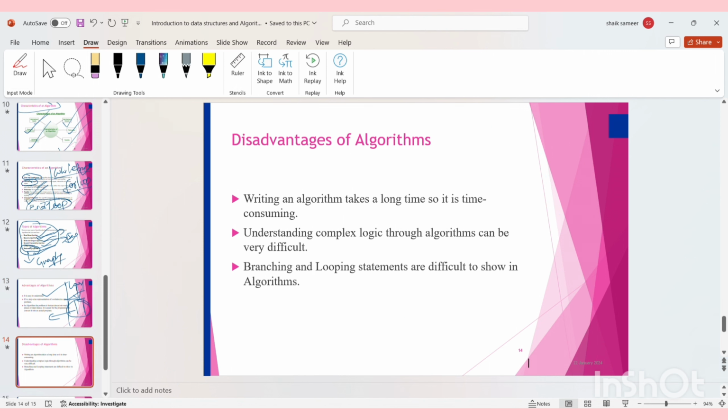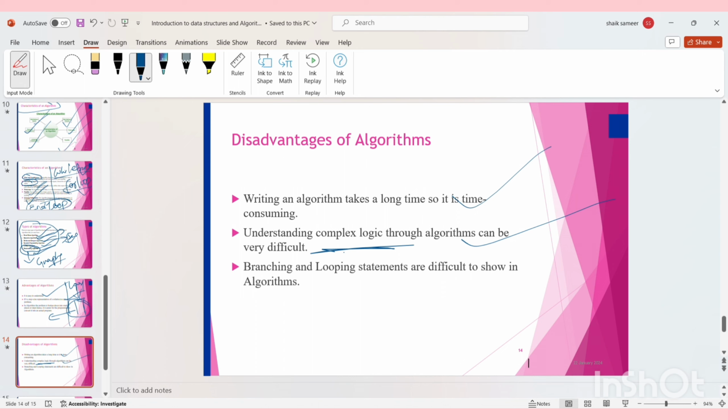Now the disadvantages. It takes a long time to write, so it is time consuming. Understanding complex logic through the algorithm can be very difficult. When there is complex logic in a program and you write an algorithm for it, it may be difficult to understand.